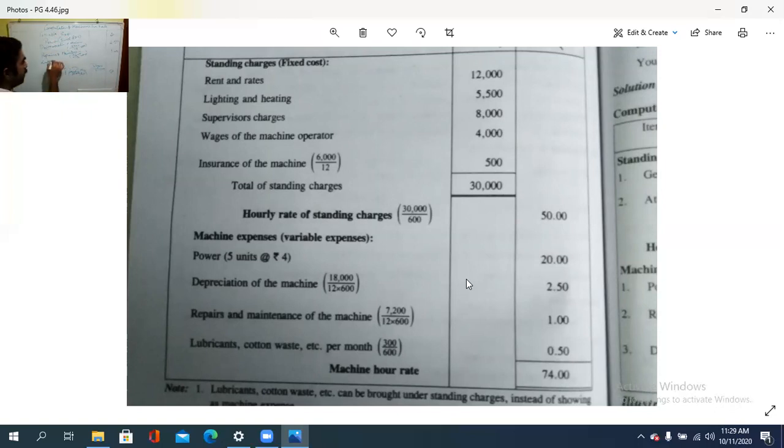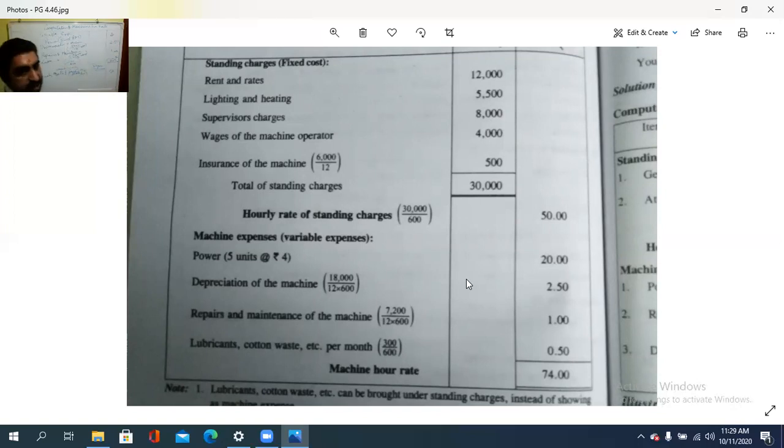Okay, so lubricants, the value of cotton waste etc. is 300. So take it per hour. It is given per month, while the others, repairs and depreciation, are given per year. So 300 divided by 600 is 0.5. So take the total of this: 50 plus 20, 70, 72.50, 73.50 plus 0.5, so 74. 74 is the machine hour rate.